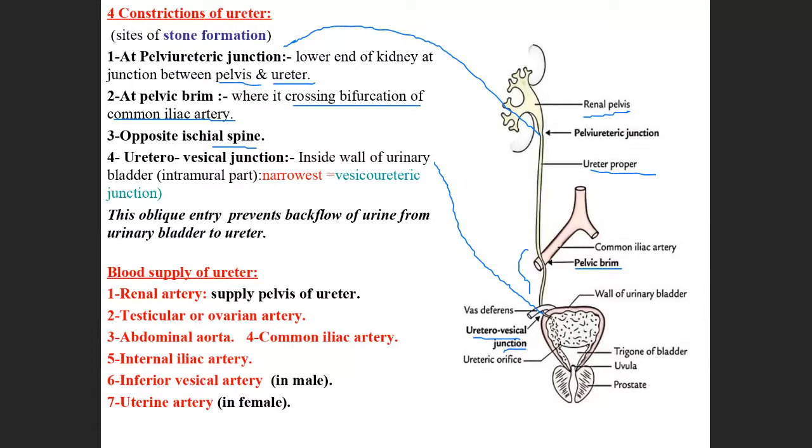And then the blood supply. What is the blood supply of the ureter? It is supplied by the renal artery, the testicular artery in males, and the ovarian artery in females. The branches come from the abdominal aorta and the common iliac artery, the internal iliac artery, and the inferior vesical artery. Inferior vesical means the artery which supplies the urinary bladder, whereas the uterine artery is in females.